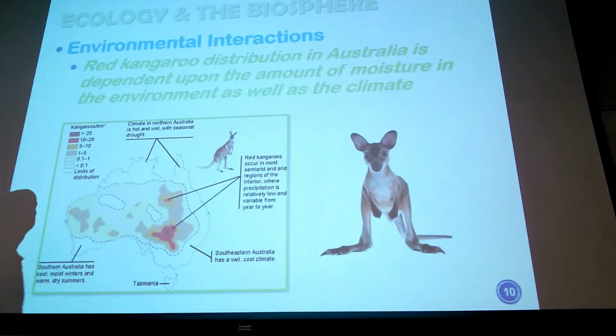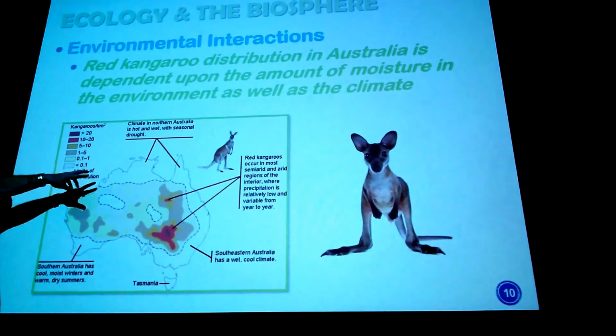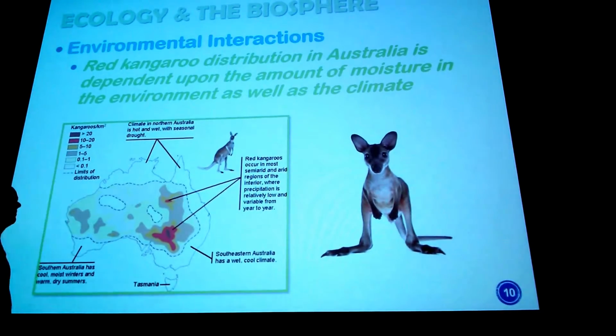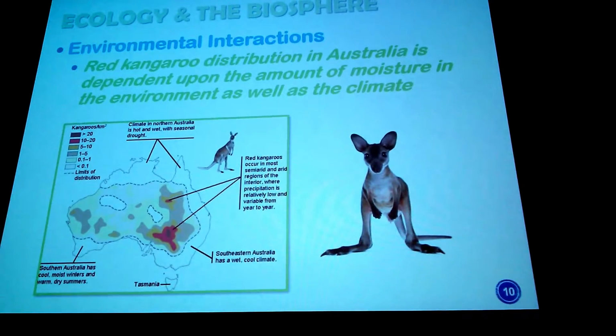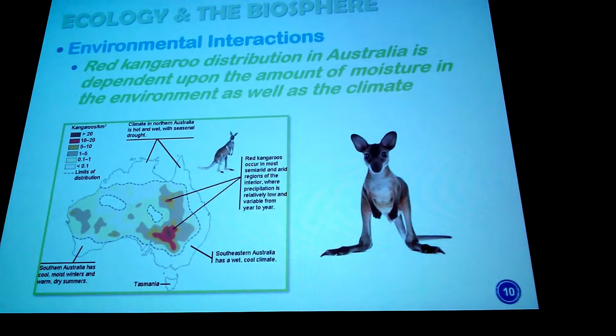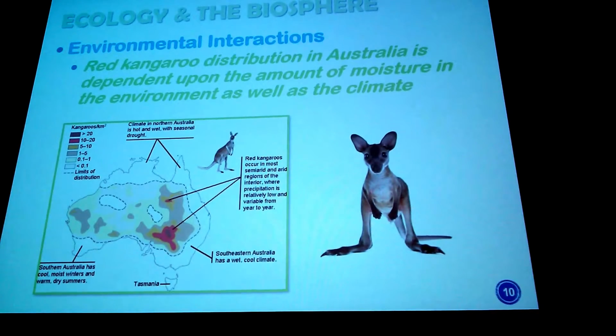And it shows you limits of distribution, how many kangaroos per kilometer squared, less than 1 in the white areas, and as it darkens, you get more. Climate in northern Australia is hot and wet with seasonal drought. They don't like that either. Southern Australia has cool, moist winters and warm, dry summers. In Tasmania, well, like I said, just don't swim out here. But you see, because of the climate, because of the temperature and the moisture, which you were asking about, Amy, all this has to do with animal distribution, as well as plants.